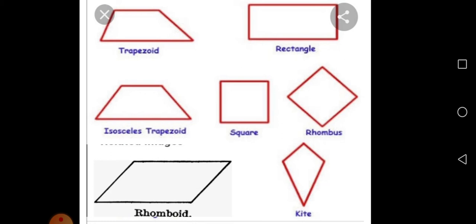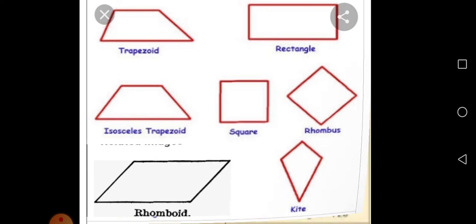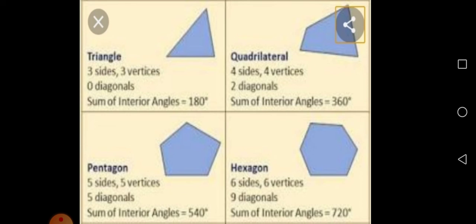But when all the angles are the same and all the sides are the same, then you call that a square. If all the sides are the same and all the angles are not the same, then that's a rhombus. If all the sides are not the same, but all the angles are the same, then that's a rectangle. But if all the sides are not the same and all the angles are not the same, then you call that a rhomboid. So these are the 4 parallelograms that we have. Other polygons are kite, trapezium, trapezoid.